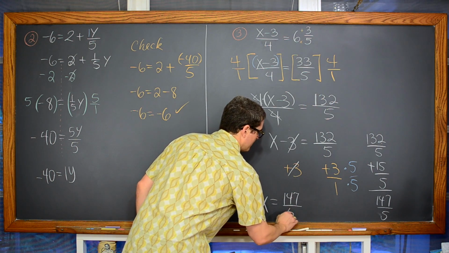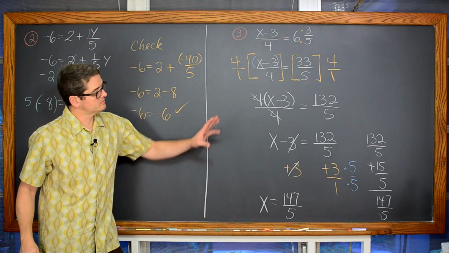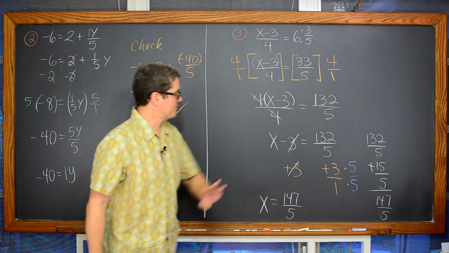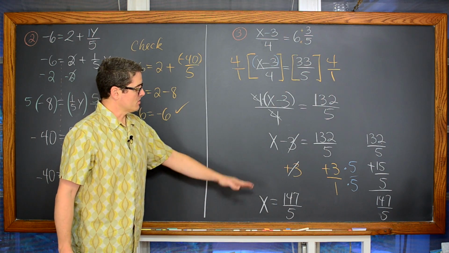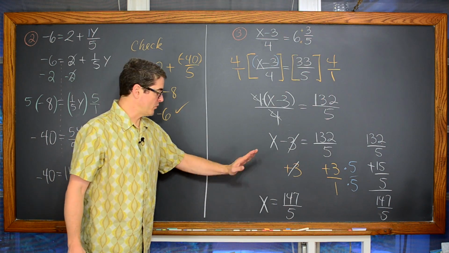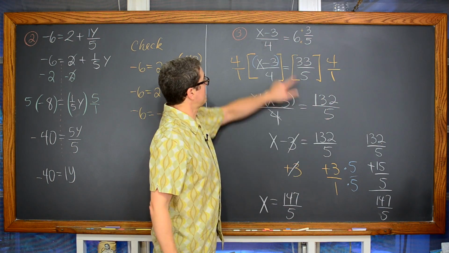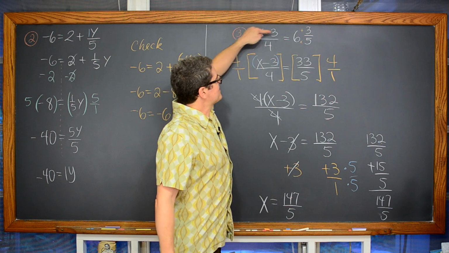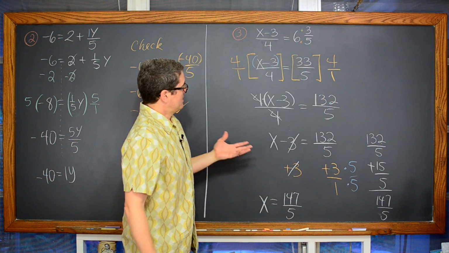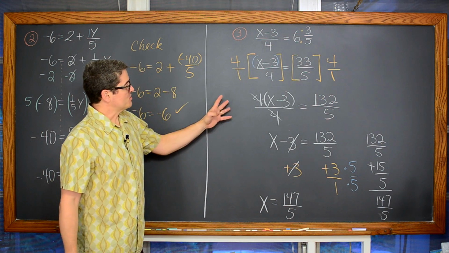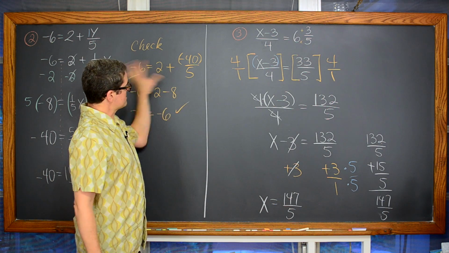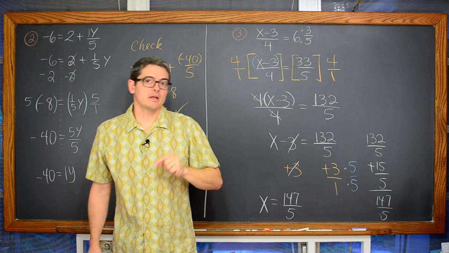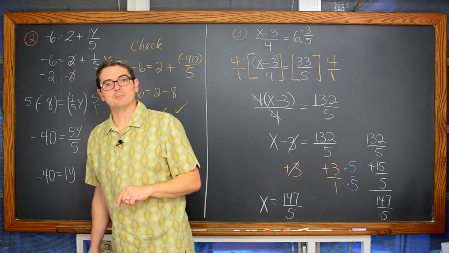Now I've also run out of room. I might be able to squeeze it up here, but I'm going to do this off camera to make sure that this is actually the solution. When you plug in 147 over 5 into this other fraction, is it going to equal 6 3/5? You have to really know a lot about fractions to be able to check this answer. So let me step off. I'm going to erase the left-hand side of the board and show the check for this problem.